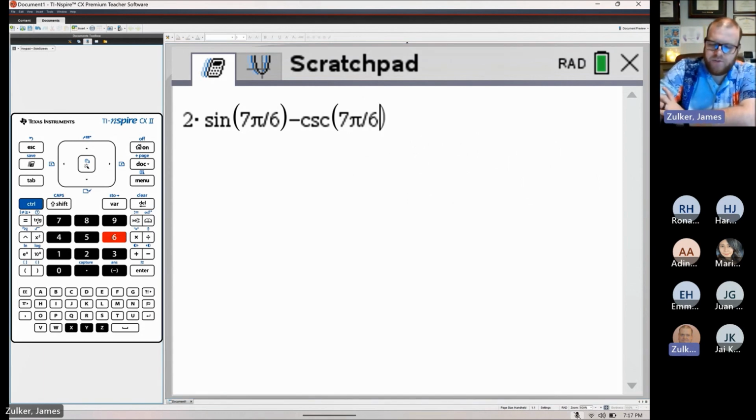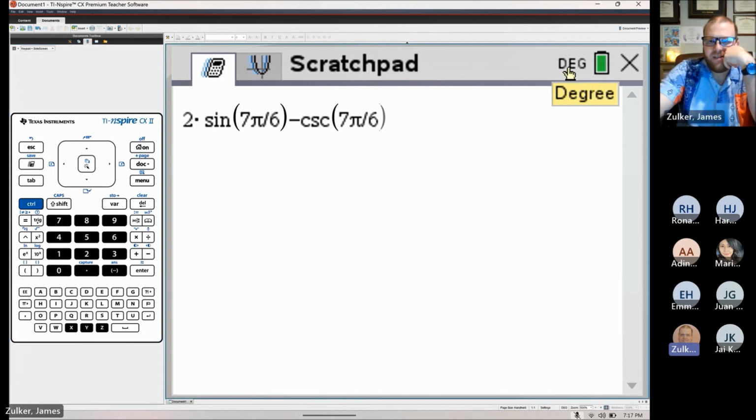So whenever you're using your calculator to do trig functions, you want to always make sure you're in the right mode. The TI Inspire, it's very simple to tell. See right up here? It'll tell you the mode. I'm in radians. It's also easy to change in the Inspire. All I have to do is click it. Right now it's in degree. Now I'm back in radians.